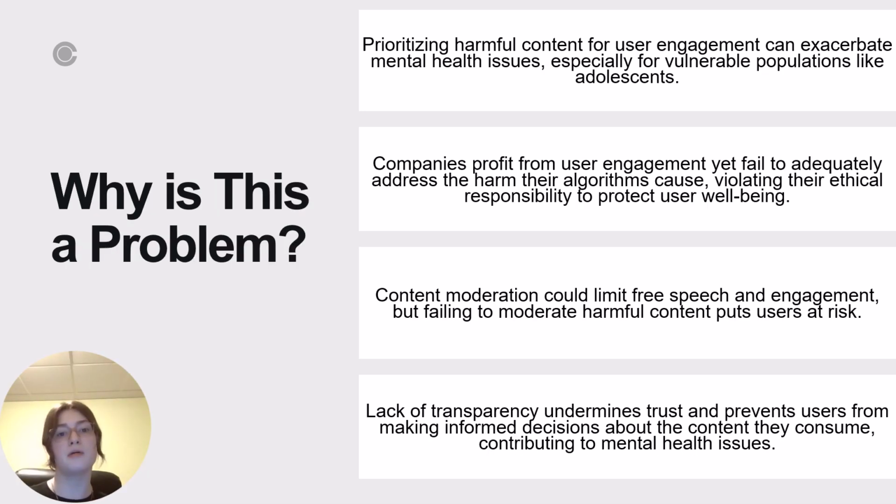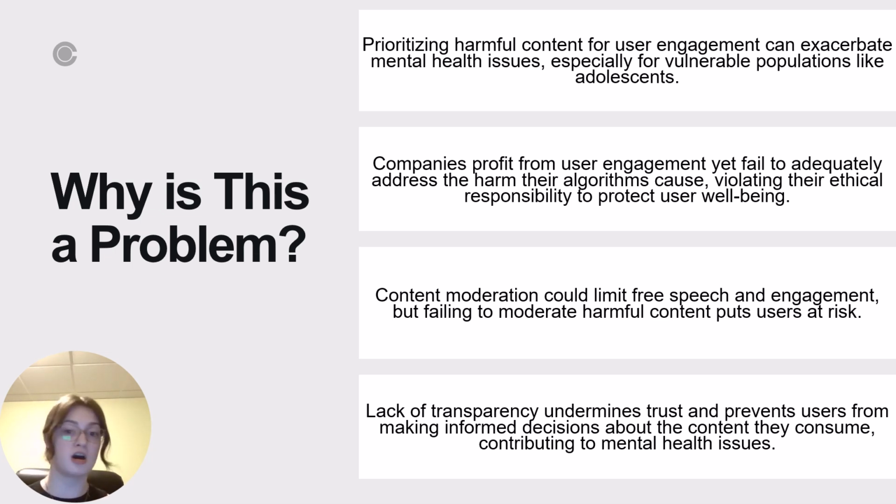So why are these a problem? First, prioritizing harmful content for user engagement can exacerbate mental health issues, especially for vulnerable populations like adolescents, who already experience heightened emotions and issues. Companies profit from user engagement yet fail to adequately address the harm their algorithms cause, violating their ethical responsibility to protect user well-being.